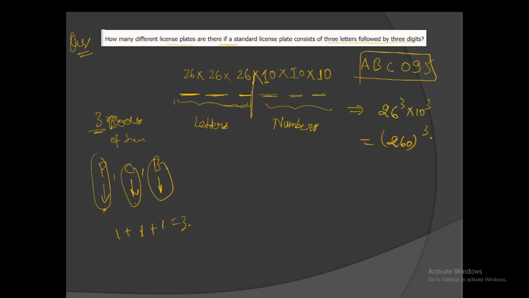You might be thinking that why we have not done this and then done this and then added them. We cannot add it, right? Because it means ABC and then 095 must both be there to complete the license number, right? So first letter, second letter, third letter, and the first number, the second number, and the third number, right? I hope you understand this.